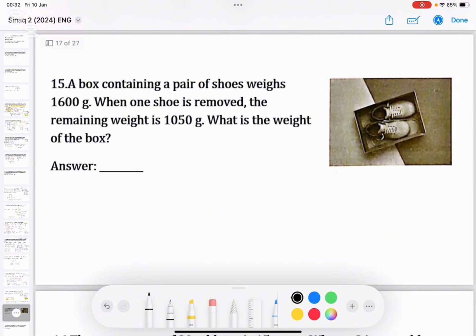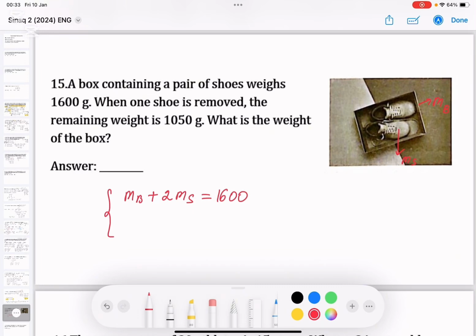Next question. So we have a box containing a pair of shoes, weighs 1600 grams. So we have the mass of the box and we have 2 shoes. Let's say it's M shoe. Well, the mass of the box plus the mass of 2 shoes together is 1600 grams. When 1 shoe is removed, the remaining weight is 1050 grams. What is the weight of the box?